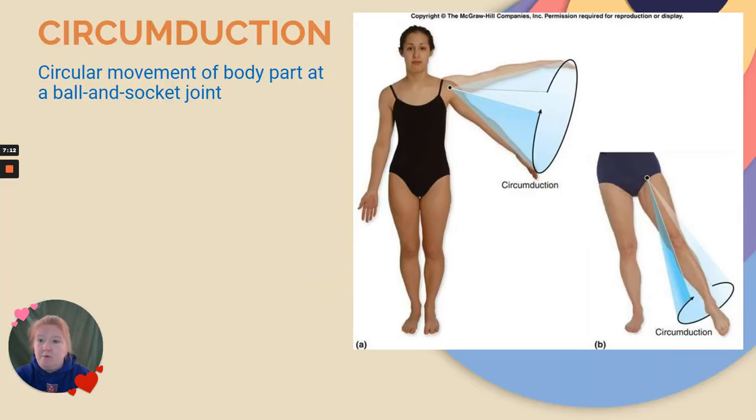Circumduction is moving around, typically a ball and socket joint, although I could be doing this, which could be circumduction of the neck, but I could do windmills with my arm. Circumduction, I can do that with my leg. So forming a circle, circumduction.